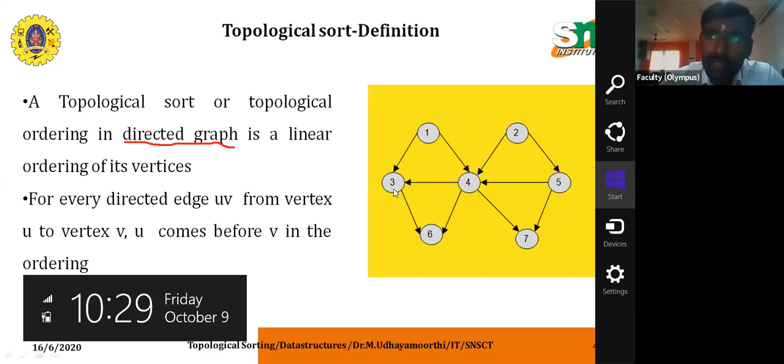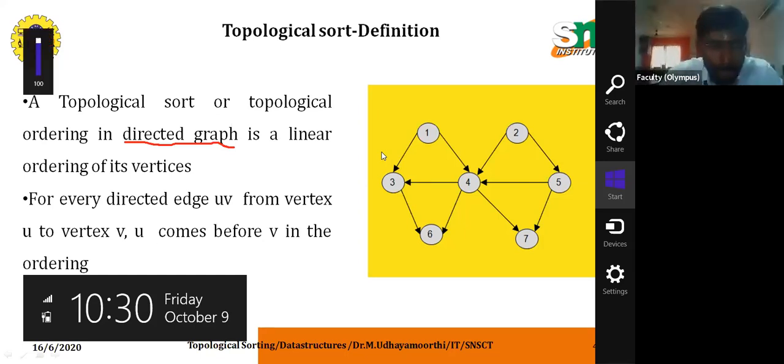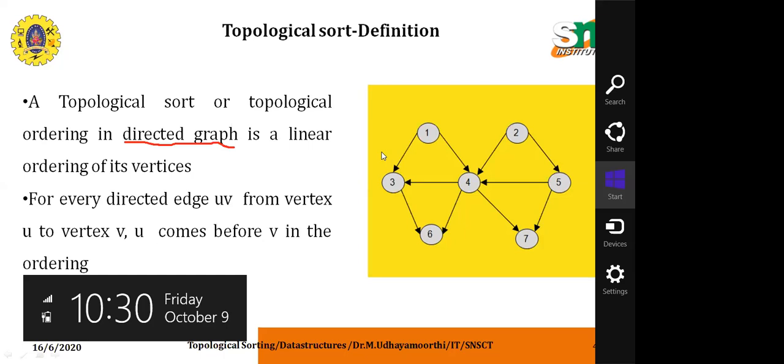So what does out degree mean? Look at the outgoing edges going out from a particular node. That is called out degree. So how many out degrees are there for node 3? 1, sir. Okay, so there is 1 out degree for node 3.